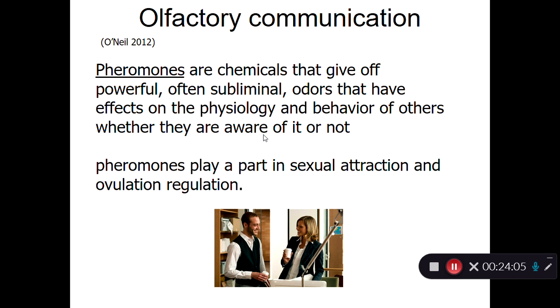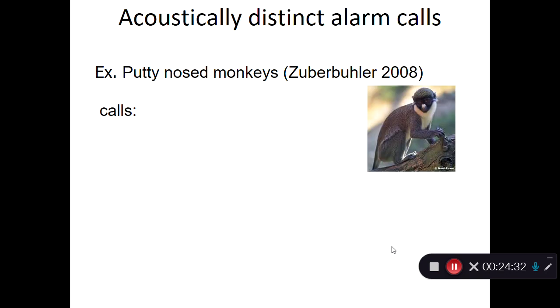The other thing that pheromones can do is aid in ovulation regulation. So females that are living together, like in a dorm or together somewhere, can often regulate their ovulation, and this is a function of pheromones. So one female would give off a pheromone when she's ovulating, and the others would then regulate to that pheromone.